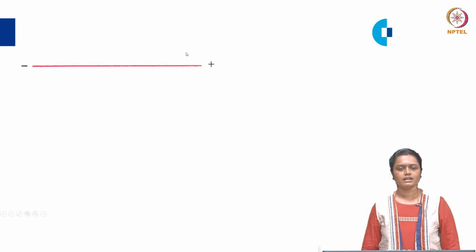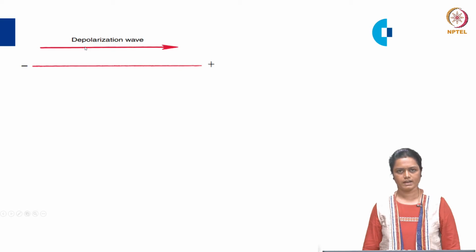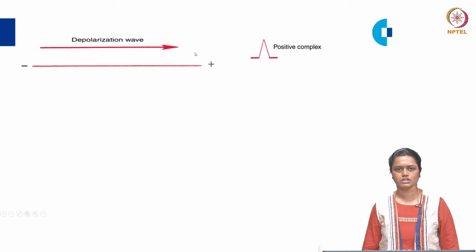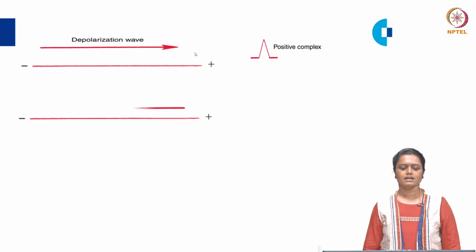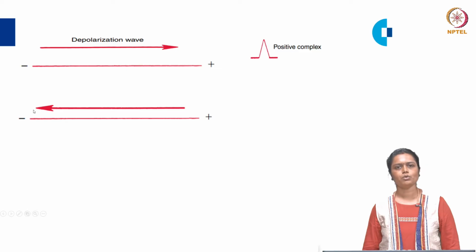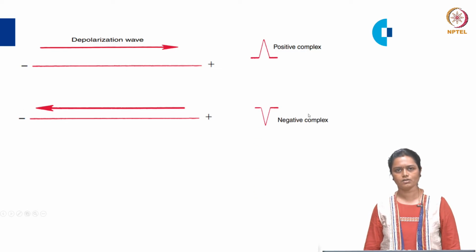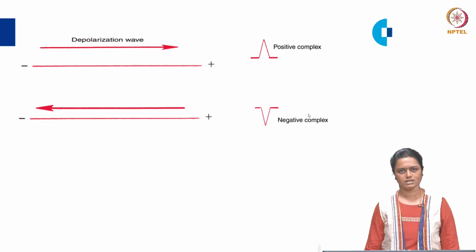We know that a lead has a positive pole and a negative pole. If the mean depolarization wave is directed towards the positive pole of any lead, then the recording obtained in an ECG will be a positive complex or an upward deflection. On the other hand, if the wave of depolarization spreads towards the negative pole of any lead, then the recording obtained would be a negative complex or a downward deflection.